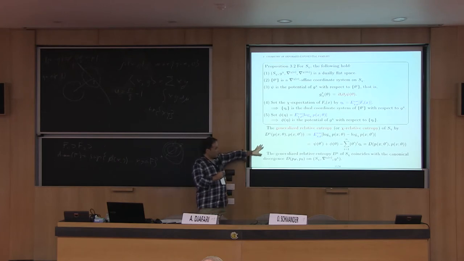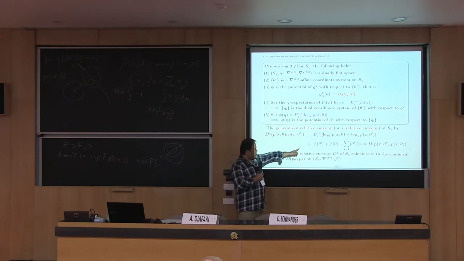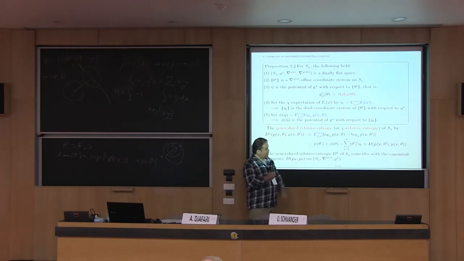And of course, we can define canonical divergence. And this is the definition of general relative entropy. And of course, this coincides with the canonical divergence.